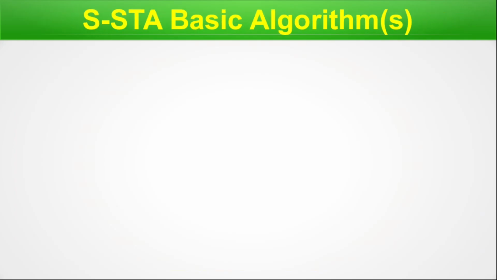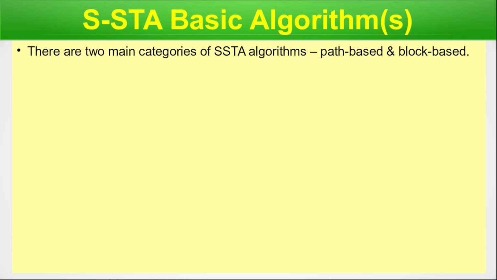Let's move on. Statistical STA basic algorithms. This slide is kept for your basic know-how. When you are going through any particular tool manual, you might come across one or both of the algorithms. That is why we are touching base on this slide. It's not mandatory to know. However, if you know this particular fundamental, it may help you in real-time work. There are two main categories of statistical STA algorithm, that is path-based and block-based. By the name, you can guess path means there is a path involved and block means there is a design block. So let us see what they are.